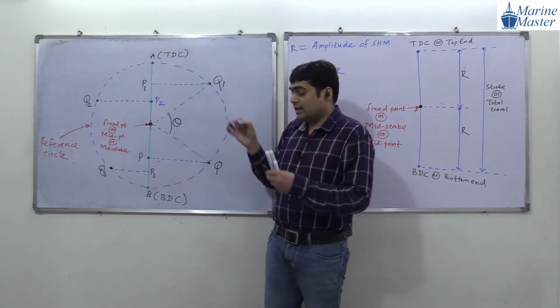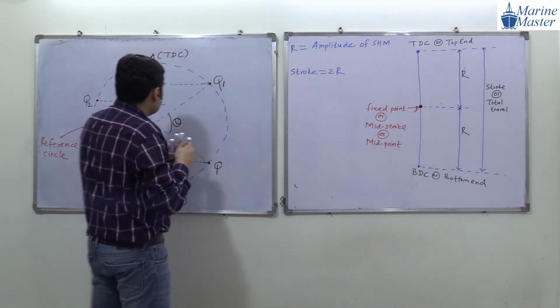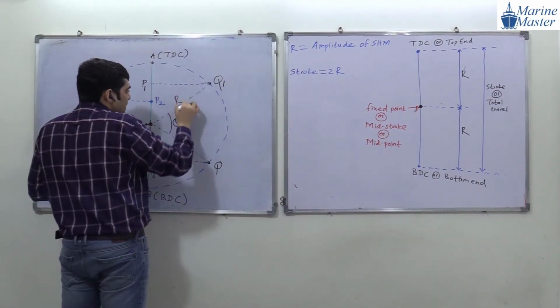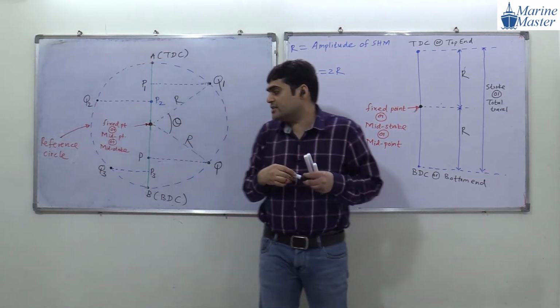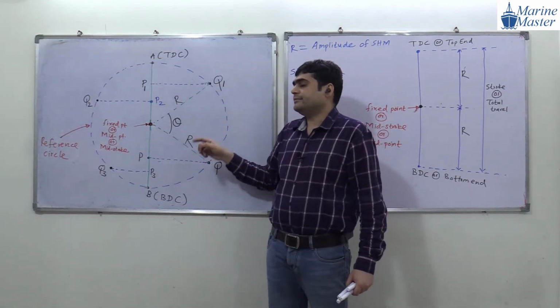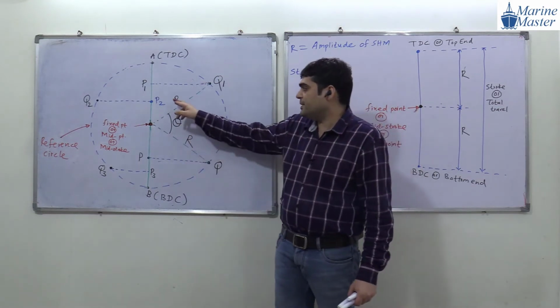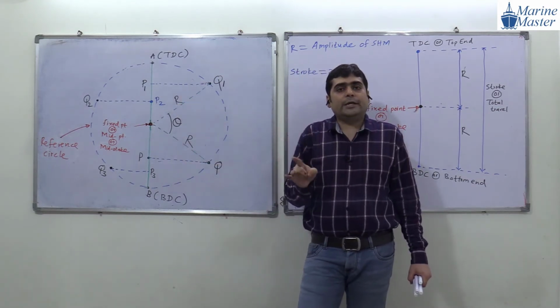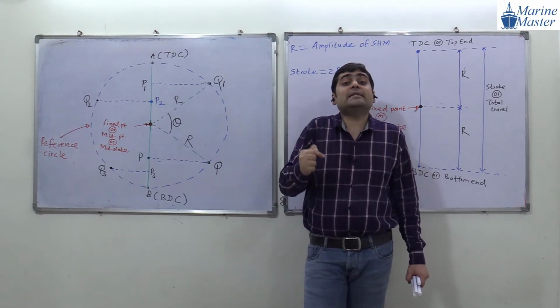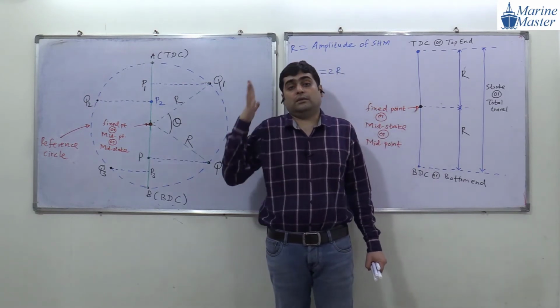Guys, see this reference circle. What will be the radius of this reference circle? On this reference circle drawing, please everyone add this R. So R means the amplitude of SHM, and it is the radius of the reference circle.